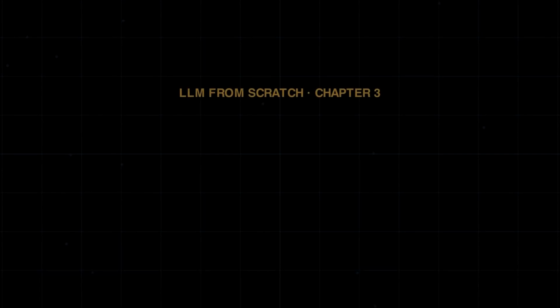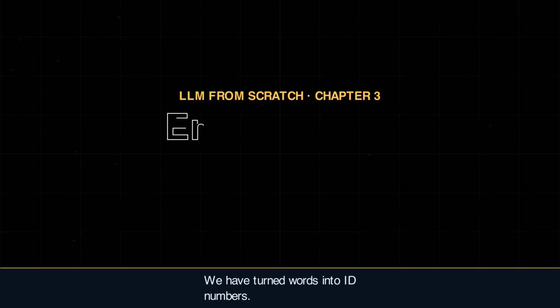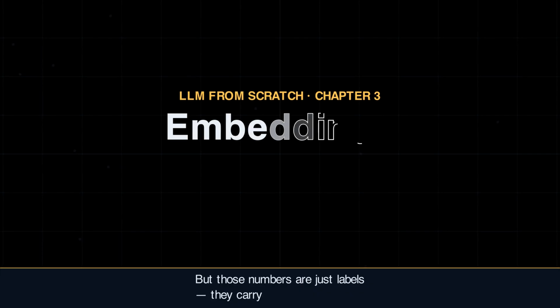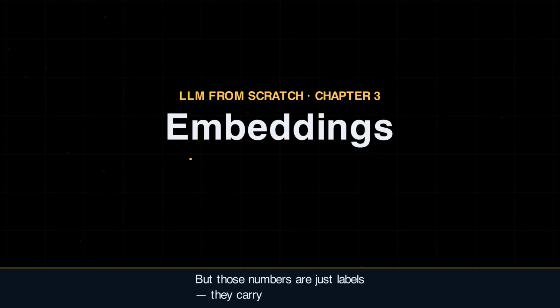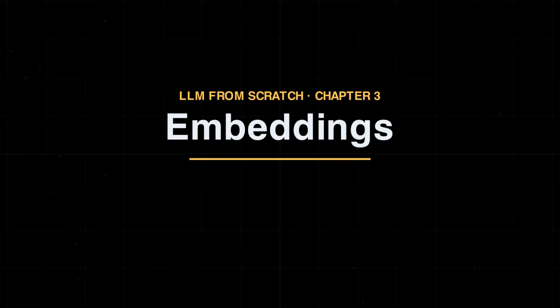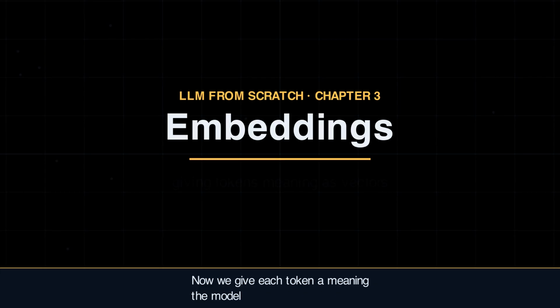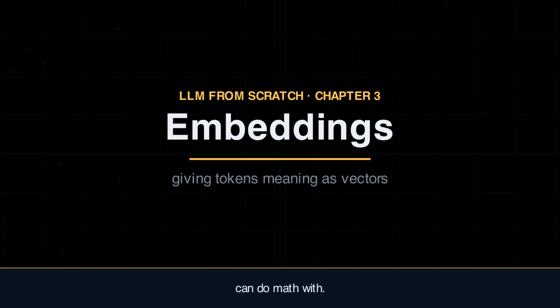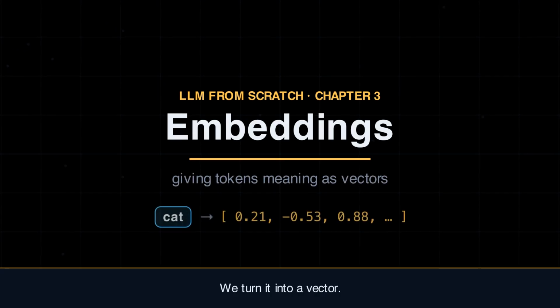Chapter 3: Embeddings. We have turned words into ID numbers, but those numbers are just labels, they carry no meaning. Now we give each token a meaning the model can do math with. We turn it into a vector.